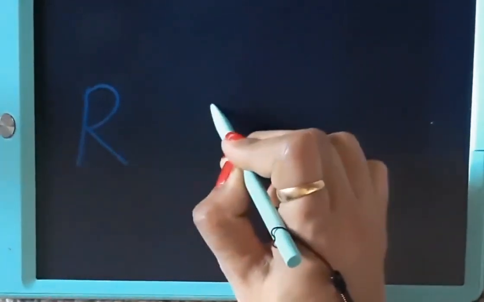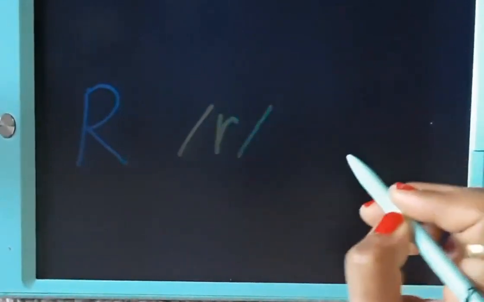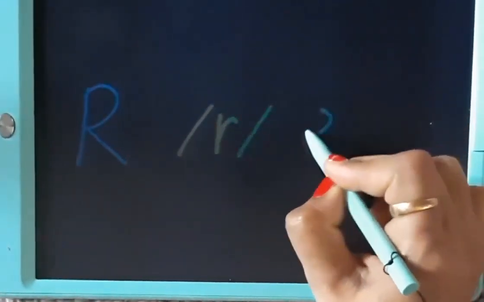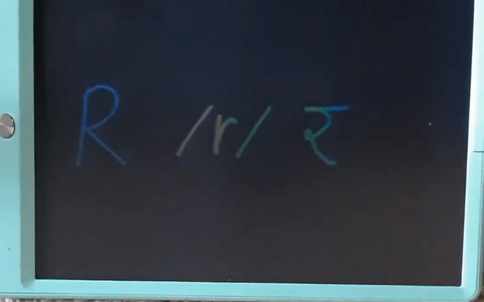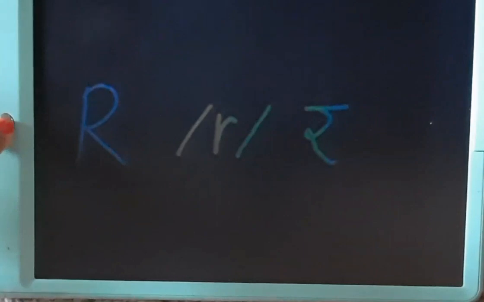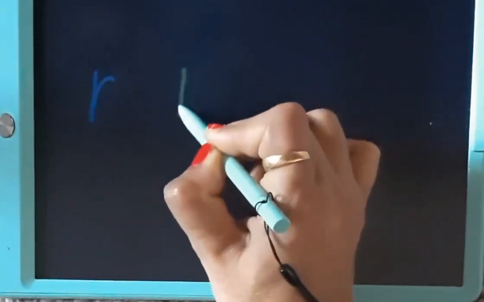This is the letter R and its sound is R. R. Now let's practice it 5 times. R.